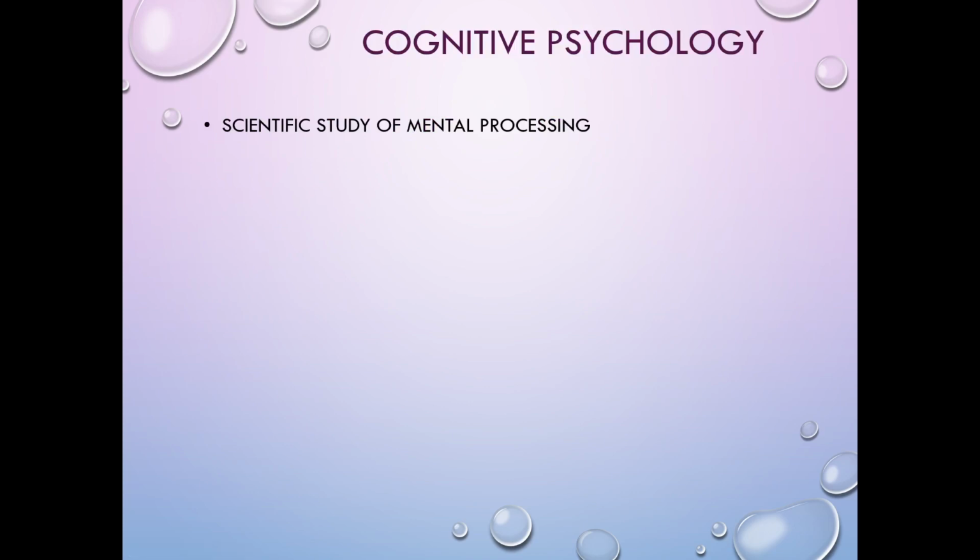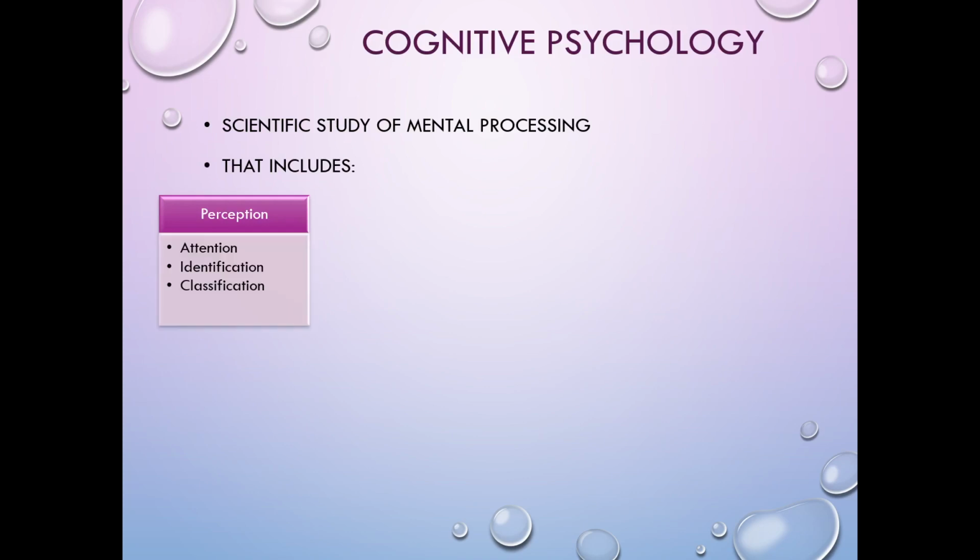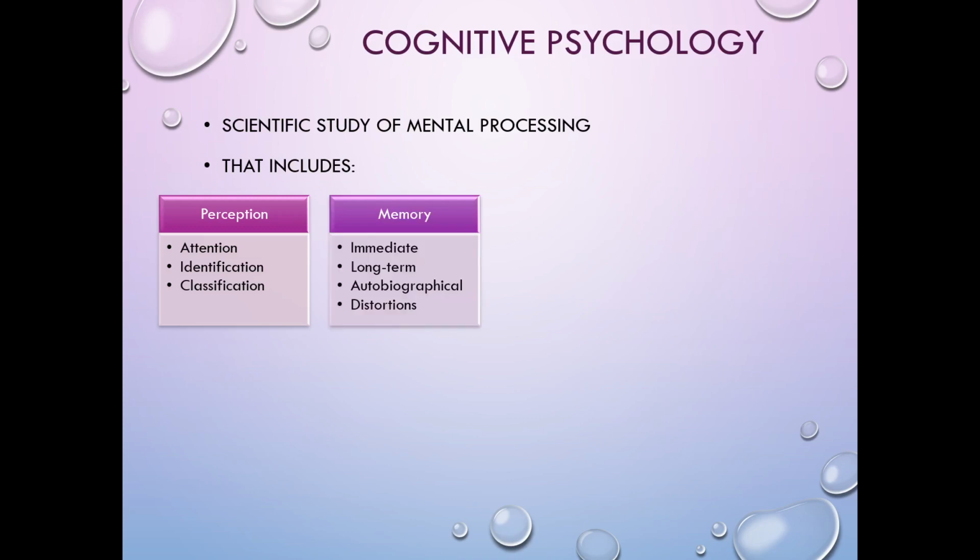So, first of all, the definition of cognitive psychology is that it is the scientific study of mental processing. That includes things like perception. That would be how we pay attention to things in our environment, how we identify things in our environment, how we classify those things. Memory, which would include your immediate memory for things, your long-term memory for things that happened in the past, your autobiographical memory, those things that have happened specifically to you. And then also memory distortions that occur when we recall things that never really happened or we forget things that did.